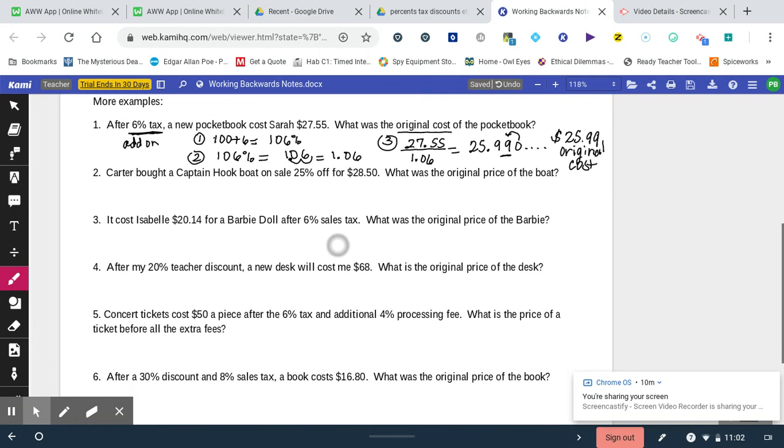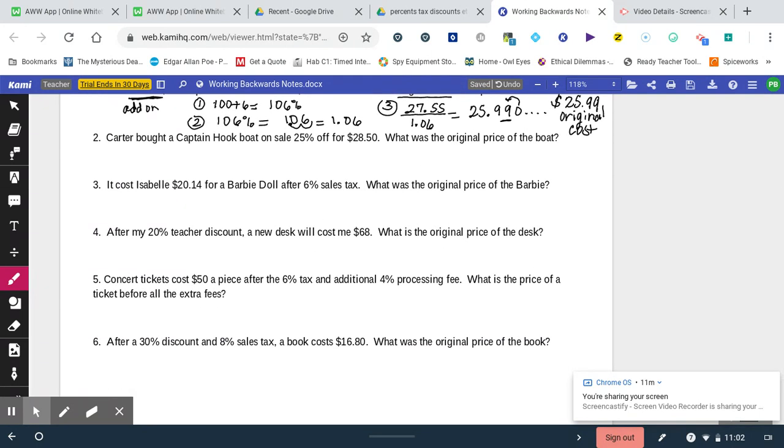All right, let's look at the next problem. Carter bought a Captain Hook boat on sale for 25% off for $28.50. So after they took the 25% off, he ended up paying $28.50. I want to know what was the original price. So again, working backwards. All right, so the discounted price was $28.50. In other words, that's what he paid after they took the percent off. That means the original price had to be higher, okay? Because the percent off is a reduction.